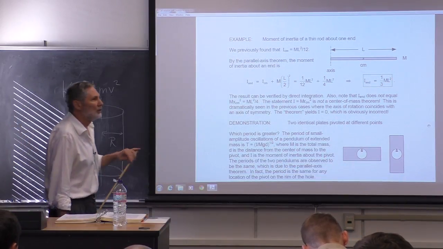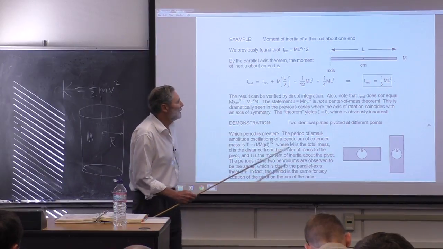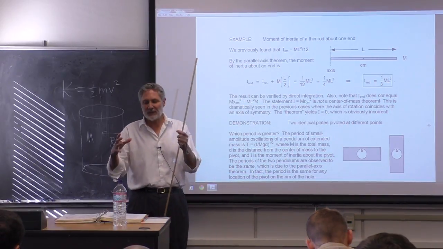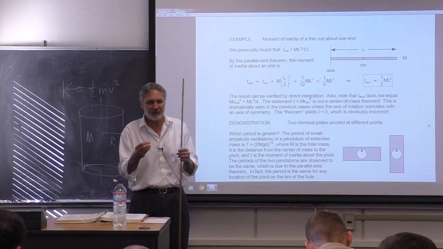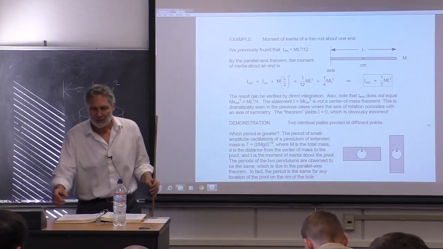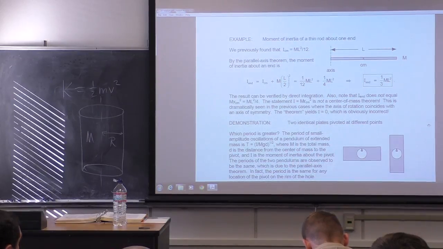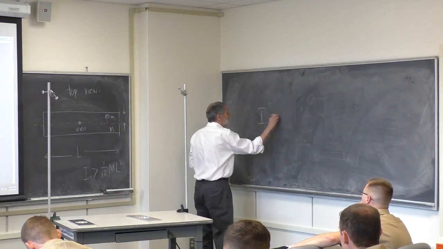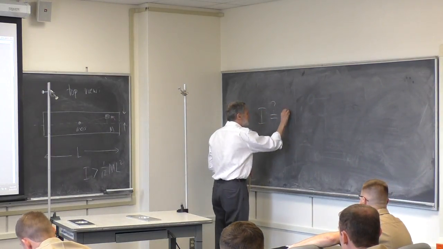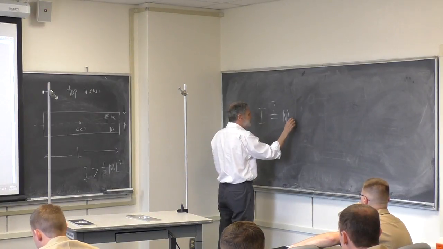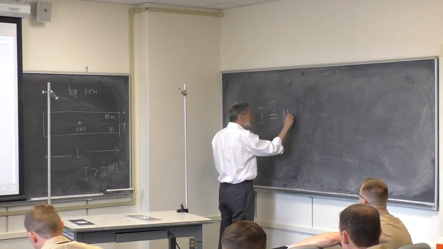Now, just a little word of warning here. Obviously, if I have an object, it's going to have a center of mass. So if I want to find the moment of inertia, shouldn't I just take its total mass times its distance to the center of mass? Let's call it x here.